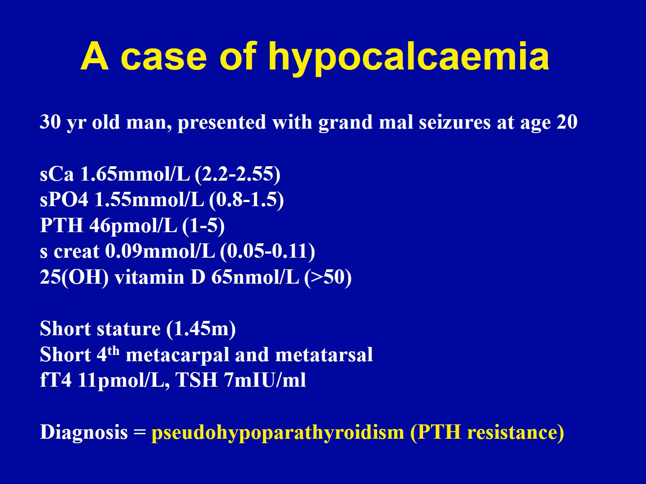Alright, here's another case of hypocalcemia. This is a young man, 30 years old, who presented with seizures at the age of 20. His serum calcium was low, and his serum phosphate was at the upper limit of the normal range. The PTH, parathyroid hormone level, was appropriately, or actually very high, in response to the low serum calcium. And he was not vitamin D deficient, though you wouldn't think he would be, because the phosphate level is normal, and vitamin D deficiency tends to cause hypophosphatemia.